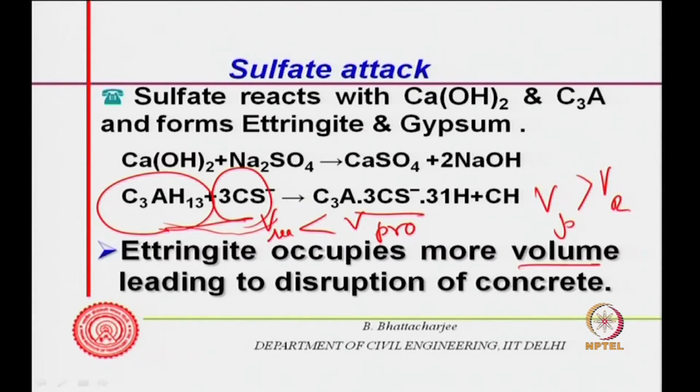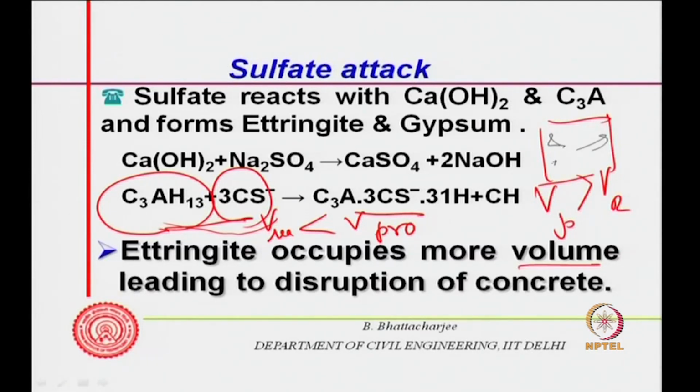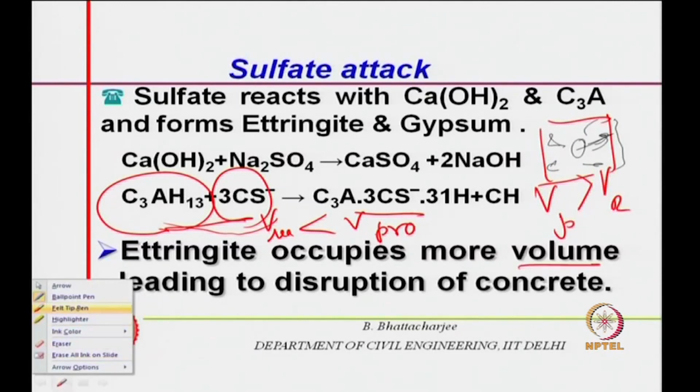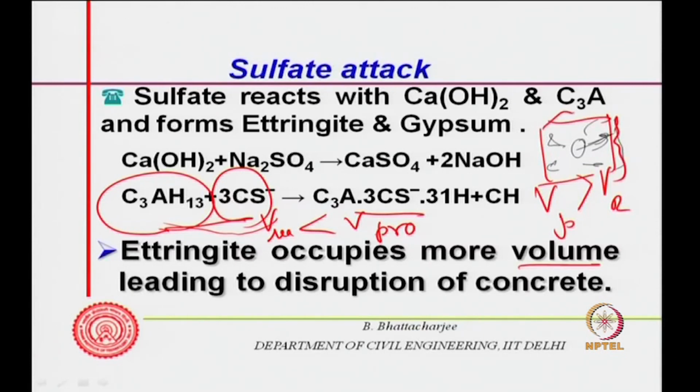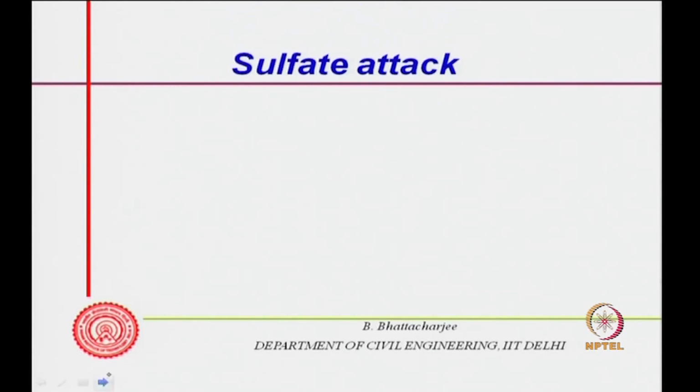But here, the expansion in hardened concrete cannot be withstood. If you have hardened concrete and something is trying to expand from inside, it will push the hardened concrete, and normally popping out from the surface will result. So, disruption of the concrete will occur because of sulphate attack. Disruption, popping out, could be occurring.